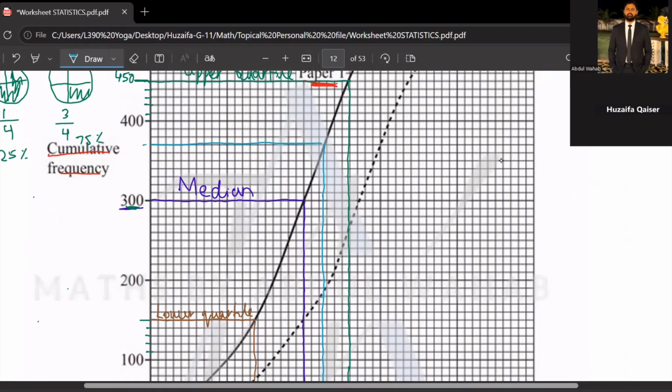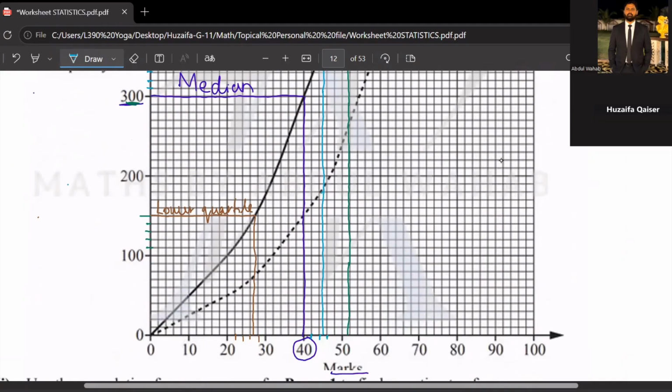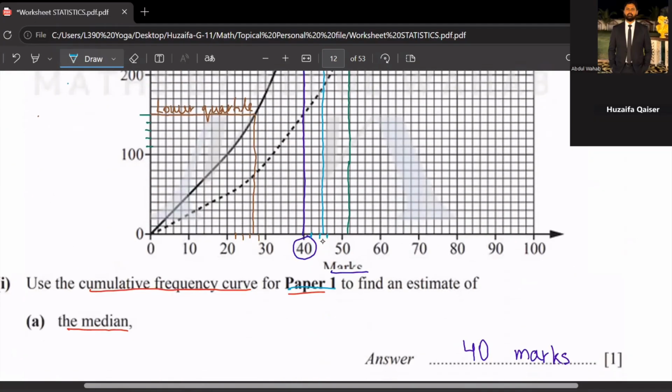Now, what is the value here? It's 10, 20, 30, 40, 50, 60, 70. It's 370. To make sure, 370 are the students who scored 45 marks or below 45 marks.